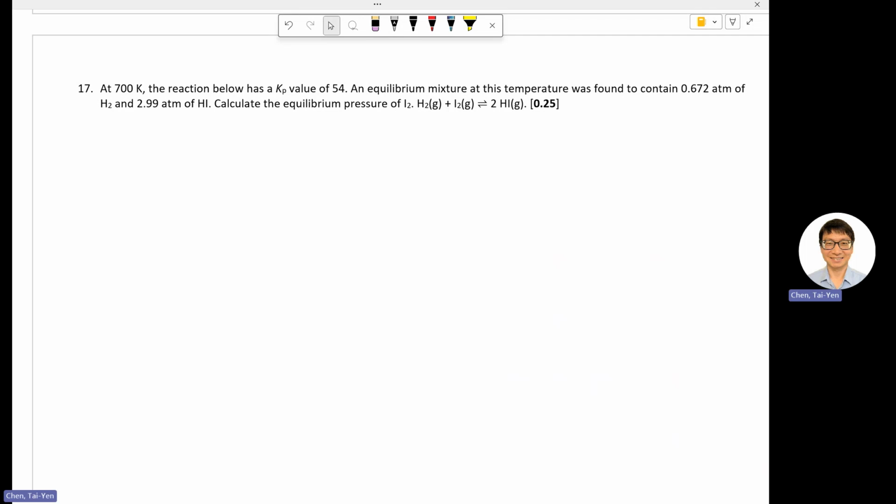This one is trying to test whether you can understand the description of the question. You say there's a chemical reaction H2 plus I2 gives you 2HI, which has a Kp of 54. An equilibrium mixture at this temperature was found to contain that much atm of H2 and that much atm of HI. Compute the equilibrium pressure for your I2, right?